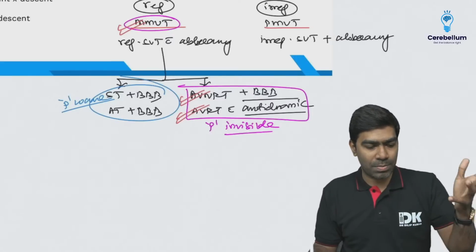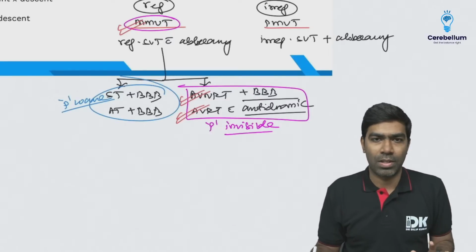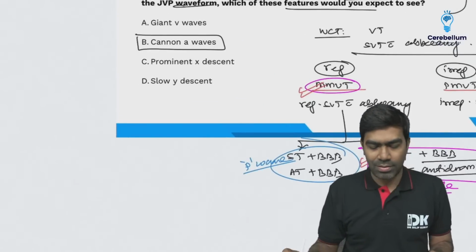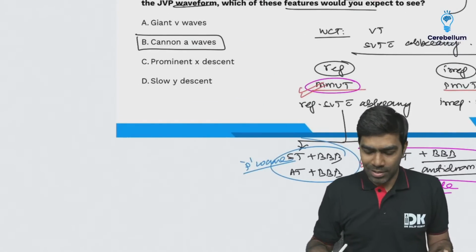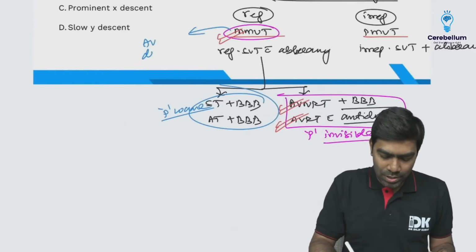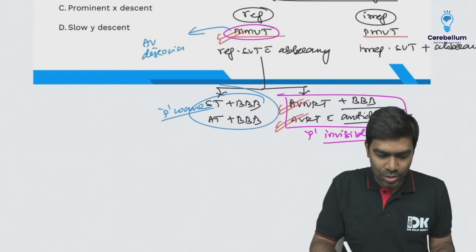In all these three conditions, P waves can be hidden and invisible. So in all these three conditions, you are going to see Cannon A waves. But in monomorphic VT, there will be AV dissociation. In VT, there will be AV dissociation.